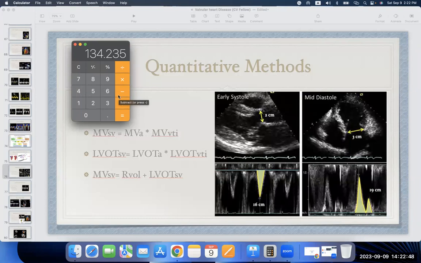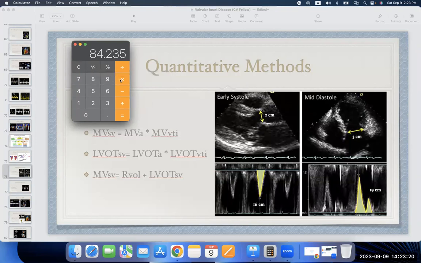So now we know the stroke volume crossing the mitral annulus, and we know the stroke volume crossing the LVOT. We do just subtraction. We said 134 minus 50, because the LVOT stroke volume is 50. So we get 84. It means the regurgitant volume is 84. Remember this number, 84. This is the regurgitant volume.